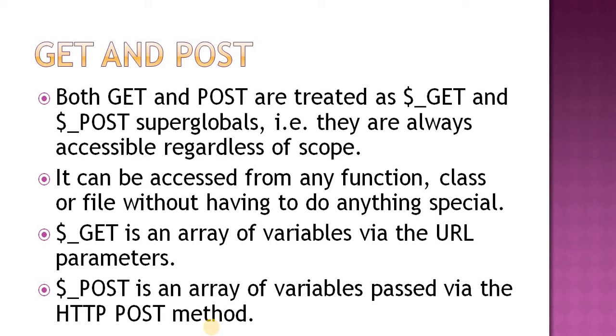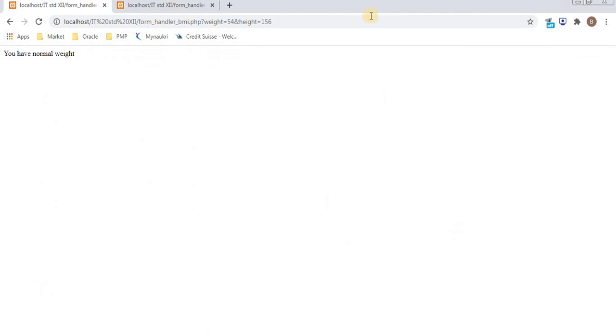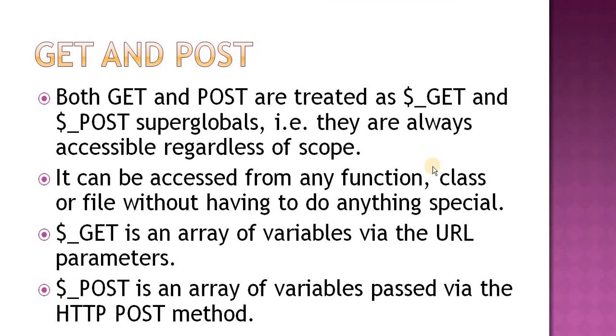Now, when we are using get method, the values are visible in the URL, that is the address bar. We can see the values. So just now we have used get method, so we are just going to see that. Here in the address bar, you can see weight equal to 54 and height equal to 156. So when we use get method, the values are visible in the address bar. However, when we are using post method, the values are handled by HTTP post. They are not handled by the URL and hence they will not be visible.